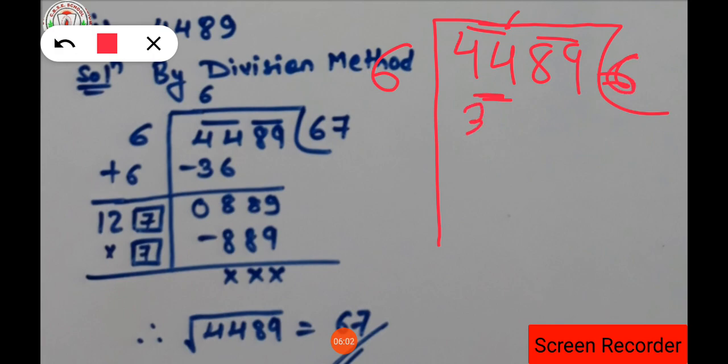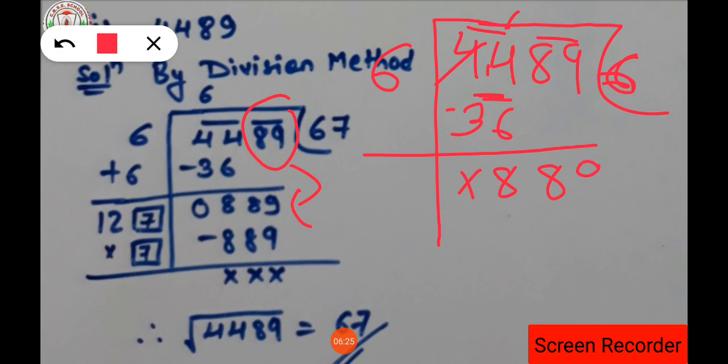So 6 6 is 36. We are going to subtract here. So 4 will give a carry, it will become 14. 14 minus 6, 8 will be left, and 3 minus 3, so here it will be 0. Okay, now this 89 together will come down to the next step. So it will become 889. Now what to do?